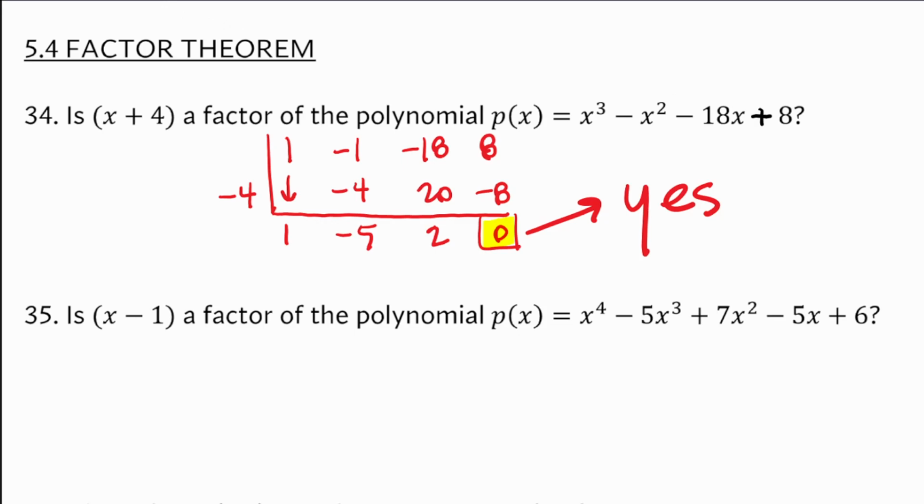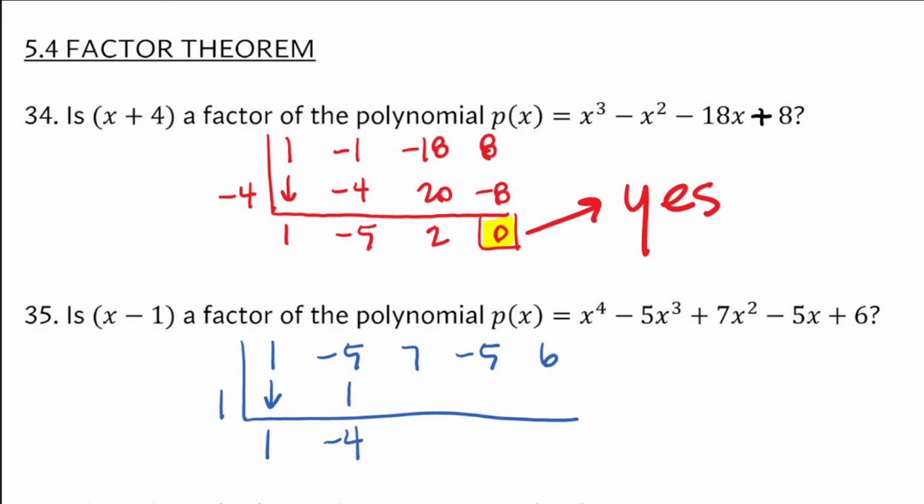Then I'll go over here, is x minus 1 a factor of the polynomial 1x to the 4, negative 5x to the 3, positive 7x to the 2, negative 5x, and positive 6. And since I'm dividing by x minus 1, I'll put 1 on the outside. Drop it down, multiply, add, multiply, add, multiply, add. Yes, and then negative 2, I add these together, I get 4. And since this remainder I got is not 0, I'm going to conclude that x minus 1 is not a factor, so no.